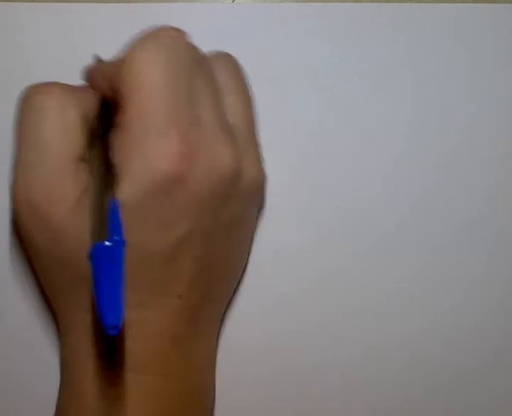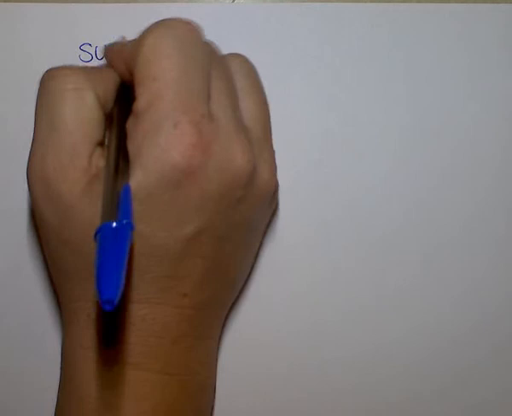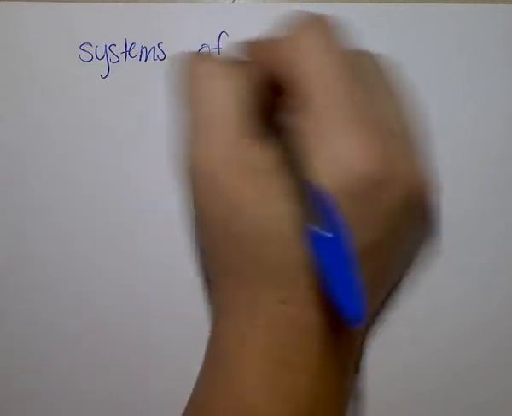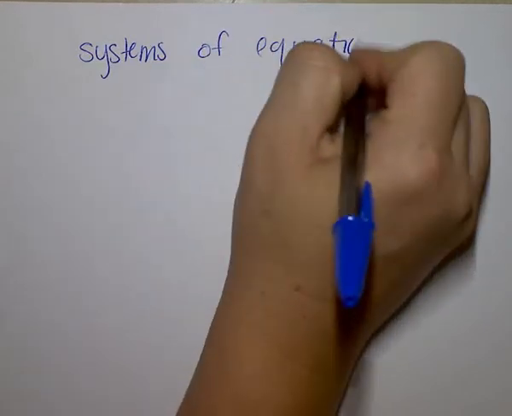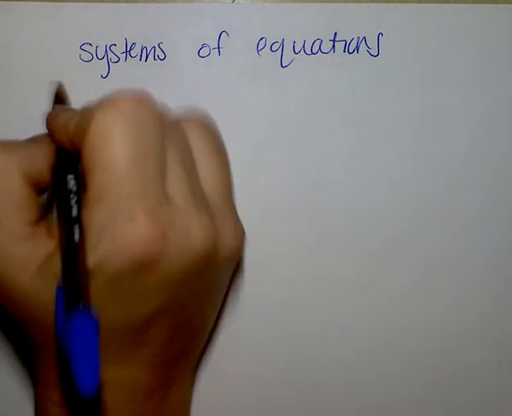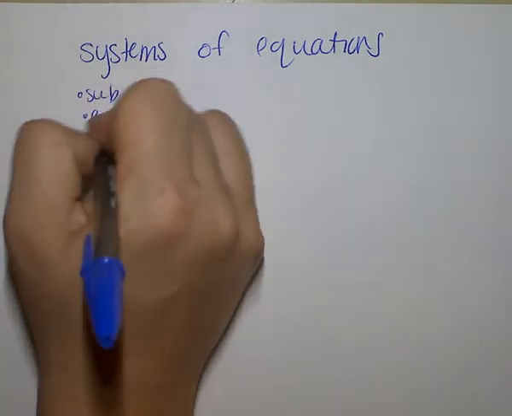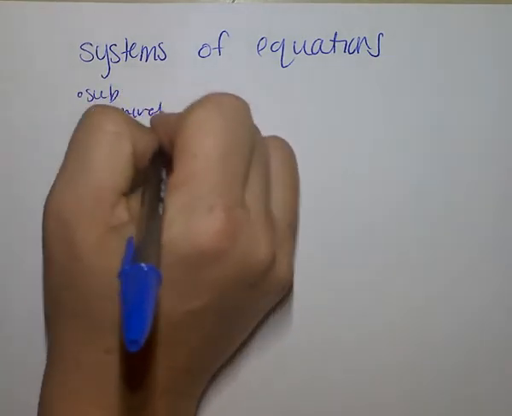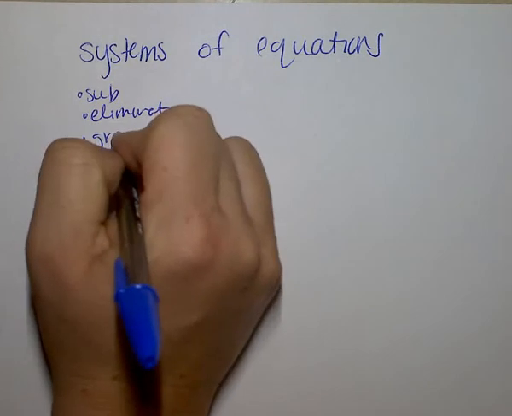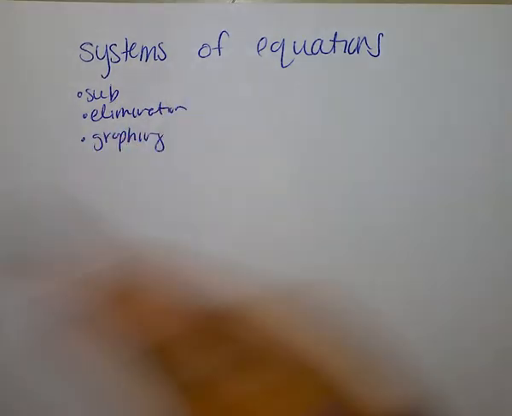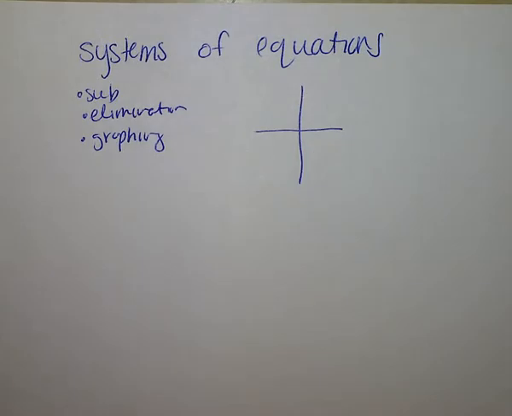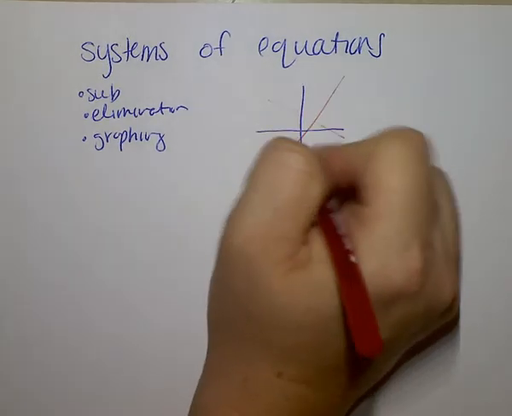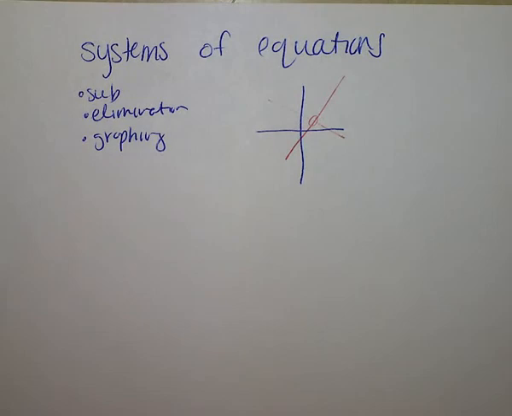At this point, you've learned about systems of equations. Freshman year, you learned things like substitution, elimination, and graphing. Those were three different methods used to find the intersection point of two linear lines.